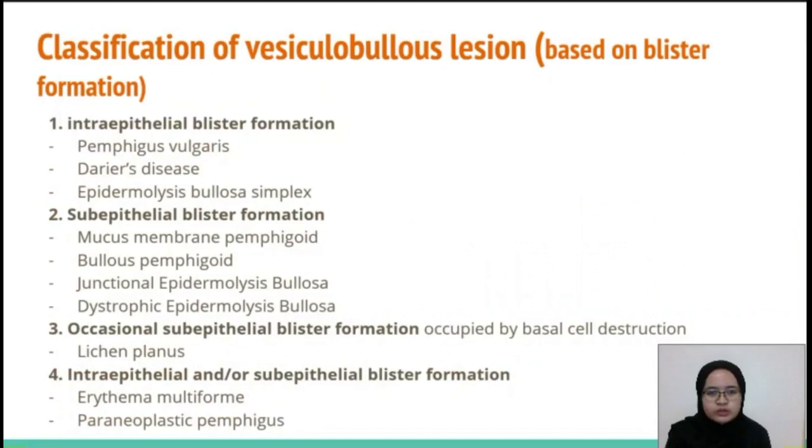Vesicular-based lesions can also be divided based on the blister formation. The first is intraepithelial blister formation: pemphigus vulgaris, Darier's disease, and epidermolysis bullosa simplex. For subepithelial blister formation, there are mucous membrane pemphigoid, bullous pemphigoid, junctional epidermolysis bullosa, and dystrophic epidermolysis bullosa. For occasional subepithelial blister formation accompanied by basal cell destruction, there is lichen planus. And for intraepithelial and/or subepithelial blister formation, there are erythema multiforme and paraneoplastic pemphigus.